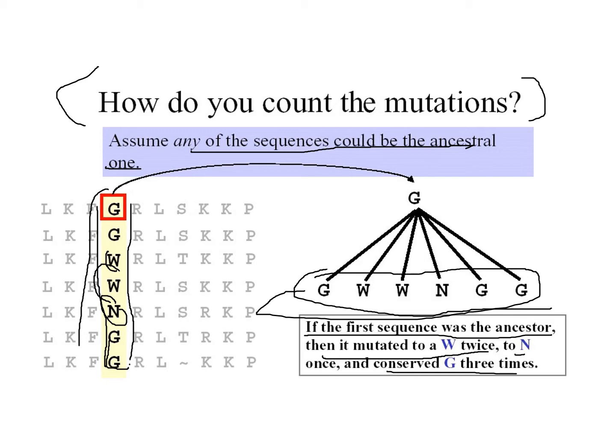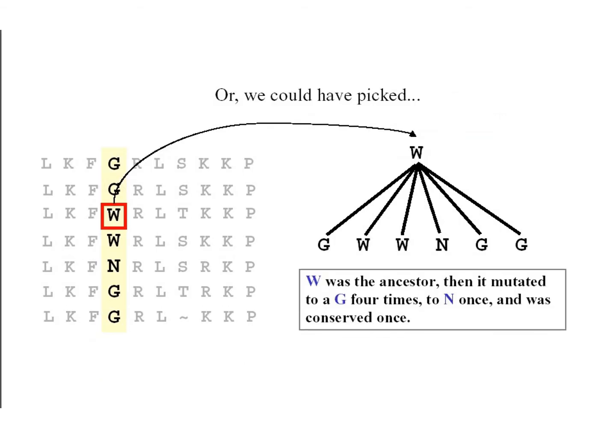So how can we count the mutation? Let's take the ancestral sequence. Basically, in the previous case we picked G as the ancestor. Now, in case we pick W as the ancestor, as you can see, W was the ancestor, then it mutated to G 4 times, 1 2 3 4, and to N once, and was conserved once.